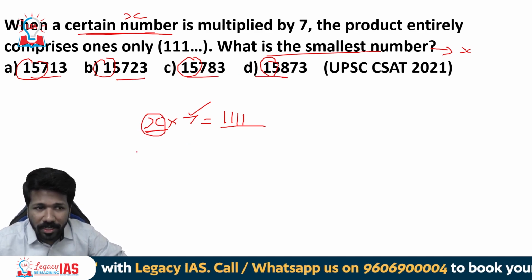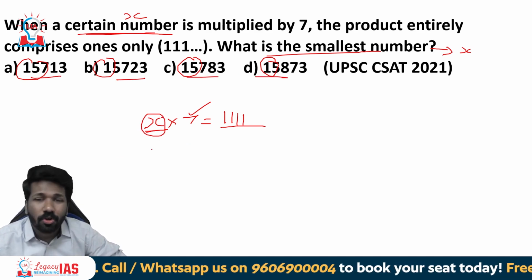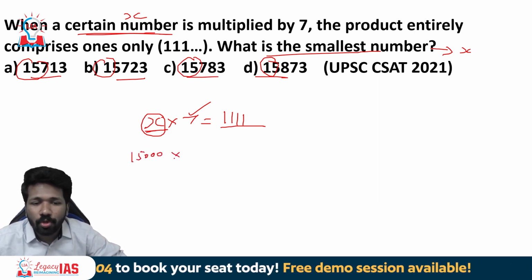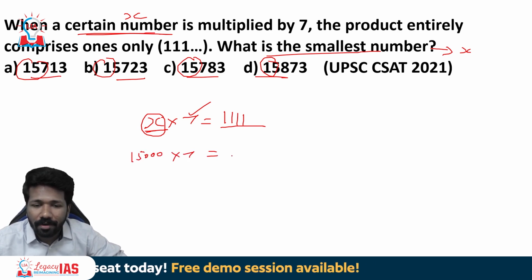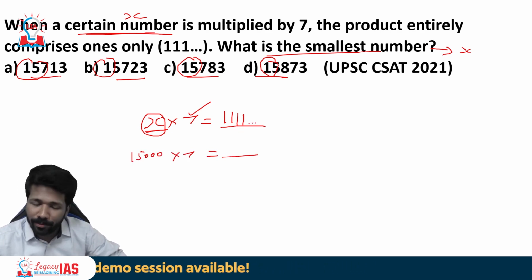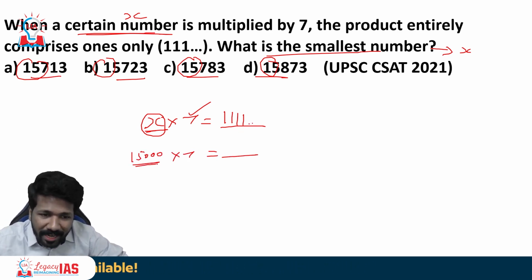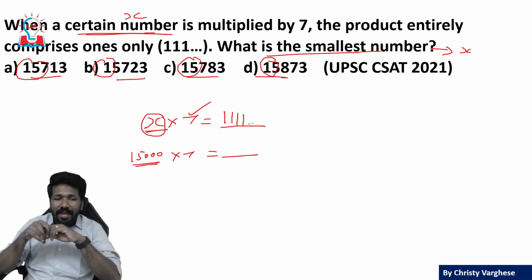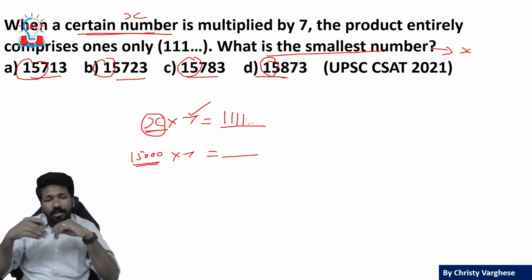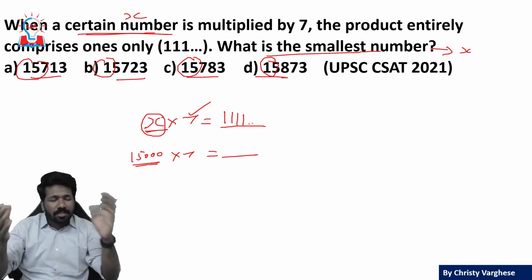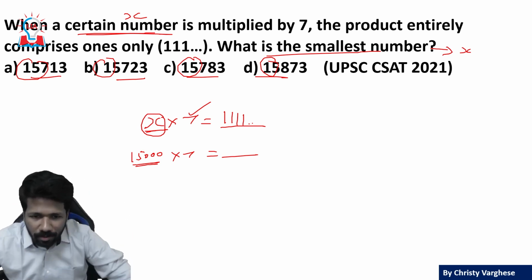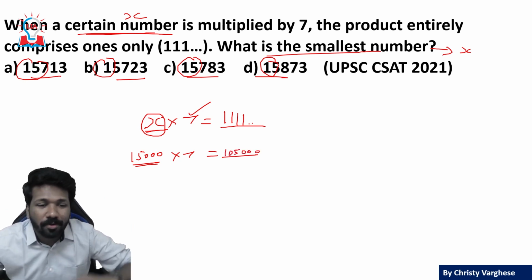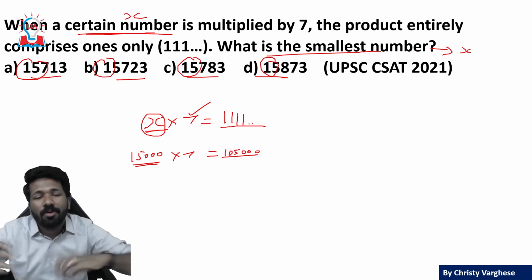So if option A or option B or option C or option D is the answer, that is 15,000 something into 7, that is equal to 1111. How many ones, we still don't know. But by this idea that all options are in the 15,000 range, that will give you clarity. 15 into 7 is what? 15 into 6 is 90, 15 into 7 is 105.